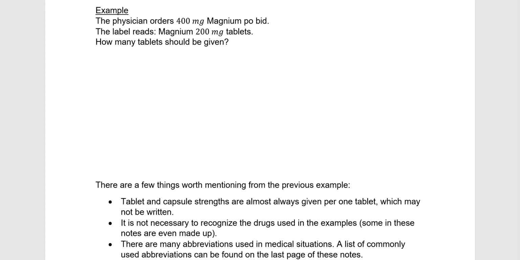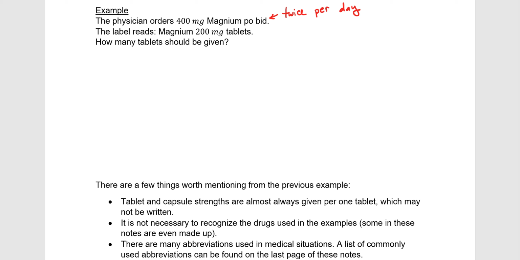So the physician orders 400 milligrams of magnesium PO BID. So we see the PO, once again, we know that means by mouth or orally. That BID, that's an abbreviation. Once again, it's Latin, and it represents twice per day. So that's not going to affect how we do the problem. That's just part of the order here, and I'll come back to these abbreviations in a little bit. So the label on the medication reads magnesium 200 milligram tablets, and we want to know how many tablets should be given.